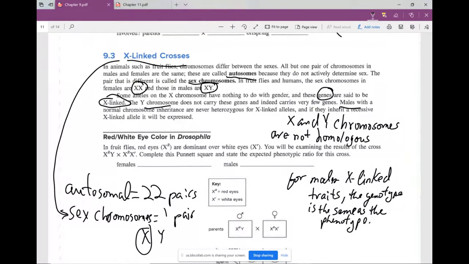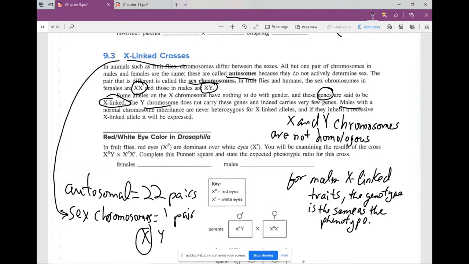For the female, because females have 2 copies of the X chromosome, the X chromosome will have its homologous. All women will have 2 homologous X chromosomes. They have 2 copies of each trait on the X chromosome. So the regular rules apply. You need 2 copies of the recessive allele for it to be expressed in the phenotype.